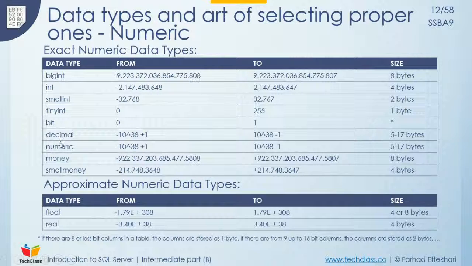And also we have decimal and numeric data types, and also money and smallmoney, which are mostly used for bank transactions, the balance of your bank account, if you're creating some accounting application or software. And also we have the approximate numeric data types, which are float and real, and these are the spans of those data types and the sizes of them as well.